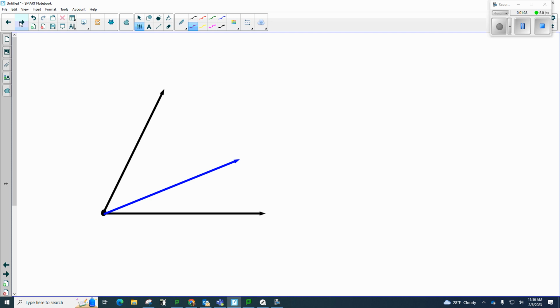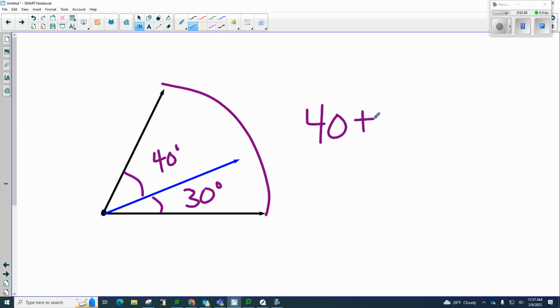Okay, so let's try an example. Let's say this angle here is 30 degrees, and this part of the angle here is 40 degrees. What would the whole angle be? Hopefully you can see the relationship that those two smaller angles added together make up the big angle. So we would do 40 plus 30, and we would say that the whole angle is 70 degrees.